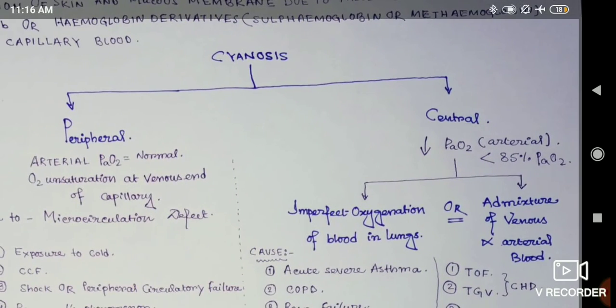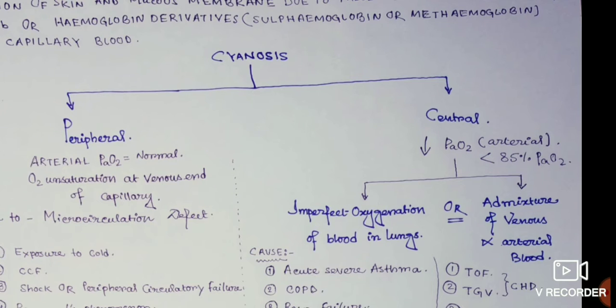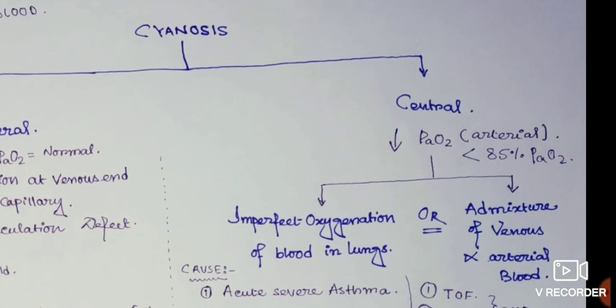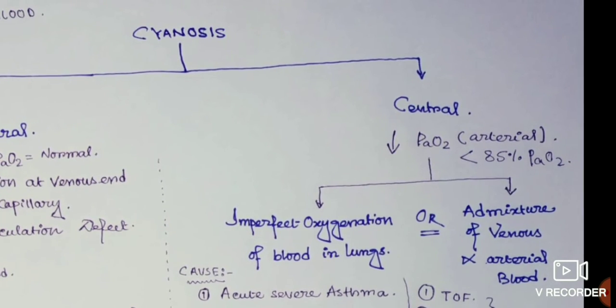Now let's see about central cyanosis. What is the criteria of central cyanosis? The arterial oxygen saturation should be less than 85%. The partial pressure of oxygen at the arterial end is decreased, and if it is less than 85%, the features of central cyanosis develop.